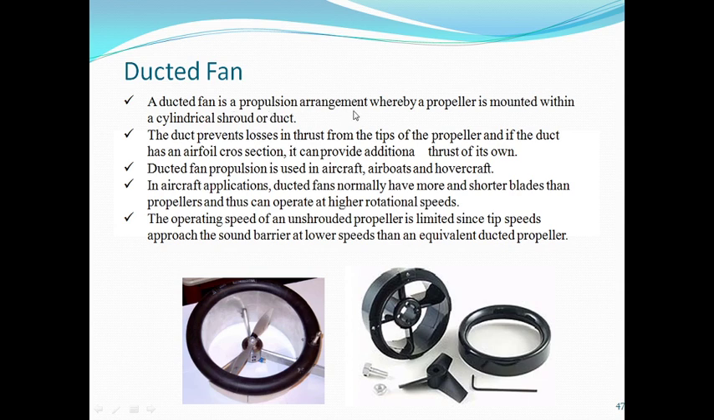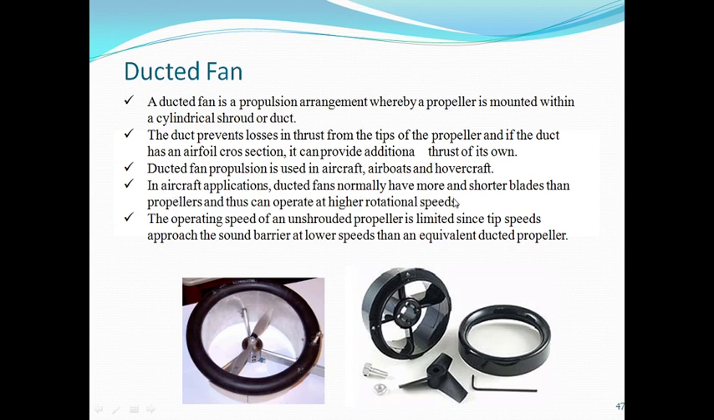A ducted fan is a propeller mounted within a cylindrical shroud. It's nothing but a kind of duct actually, so that's why we call them ducted fans. It prevents the losses in the thrust from the tips. Again, tip losses also will be reduced because of that. We use these ducted propellers or ducted fans in aircraft, airboats, hovercraft, all those things. Nowadays, you all know that even for drones, we use these ducted propellers.